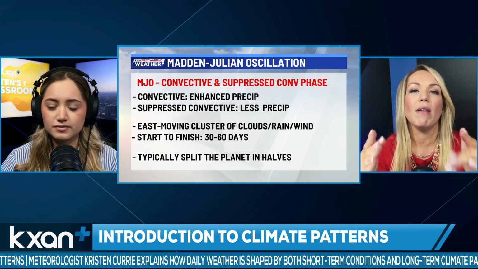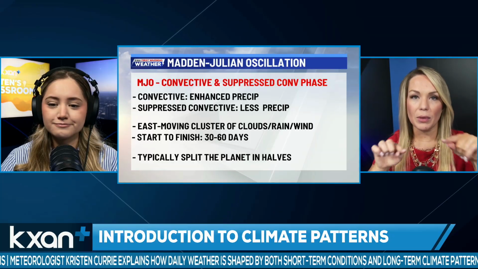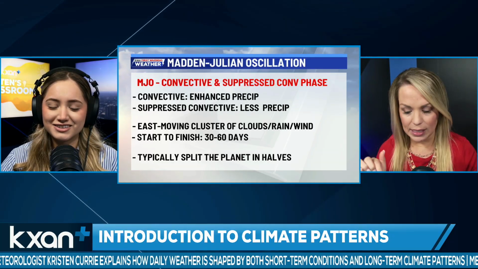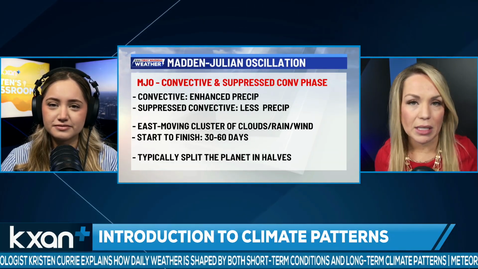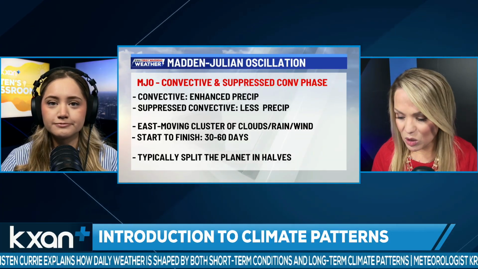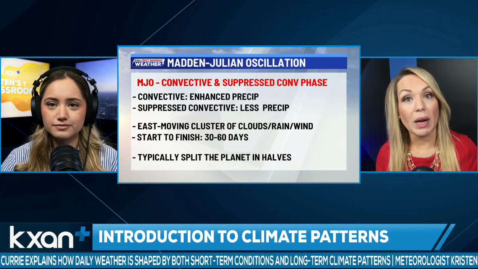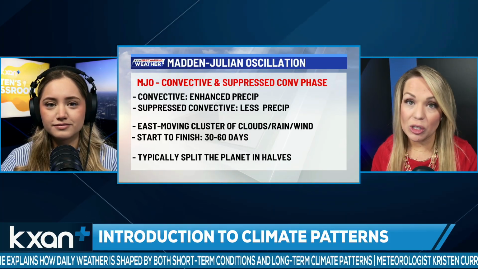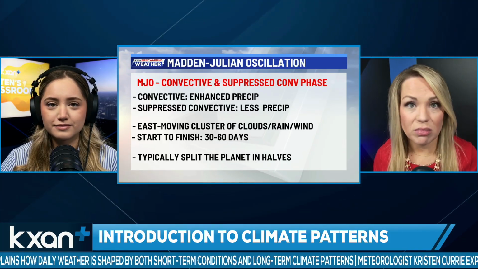Think of a convective oven, right? The heat goes from the bottom to the top. You see this convection process here within the atmosphere every single day. But convection is phase one of this pattern, and that's associated with more rainfall. Suppressed convection, so suppressed thunderstorm activity, means less rainfall.